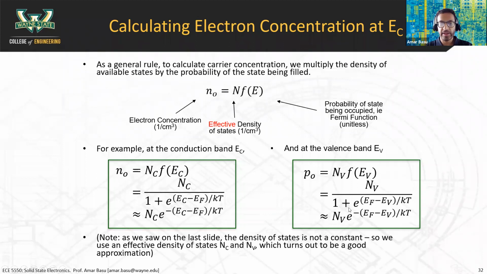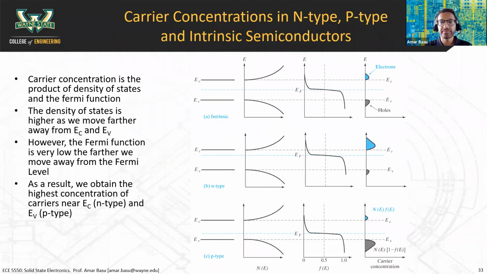We can derive a similar formula for the valence band. All it is is a product: effective density of states times the Fermi function. Okay, next.